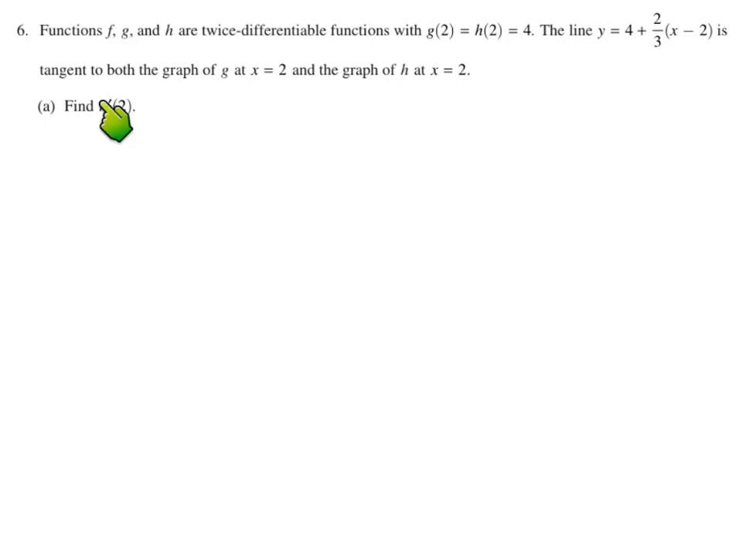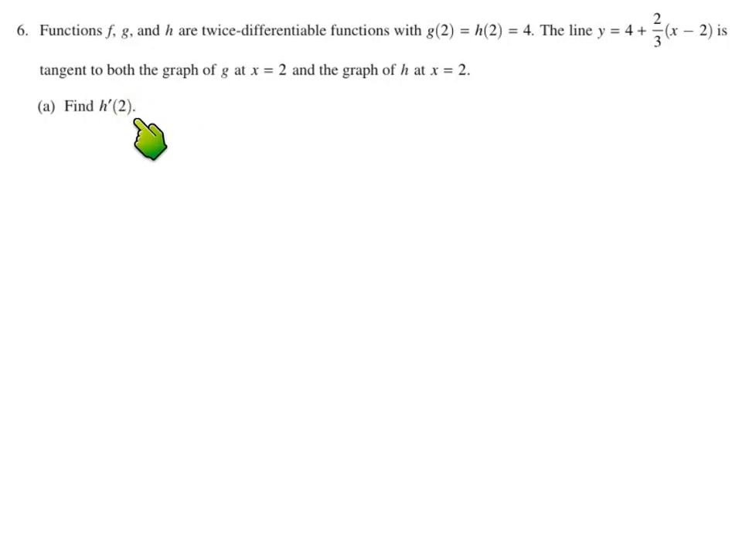Here we're given f, g, and h are twice differentiable functions, where g of 2 and h of 2 both equal 4, and they're equal to each other, obviously. The line y equals 4 plus 2/3 times (x minus 2) is tangent to both of the graphs of g and h at x equals 2. In part A, it says find h prime of 2.